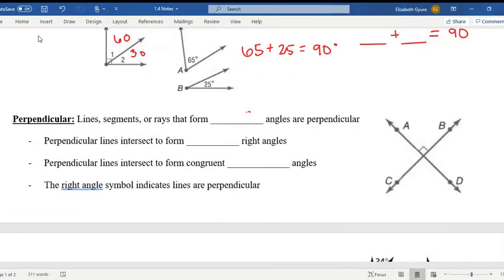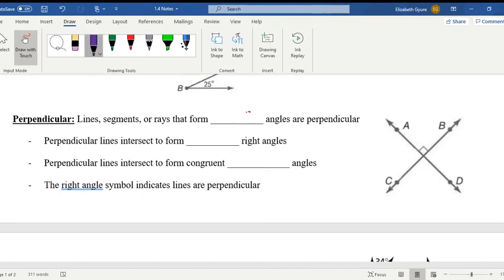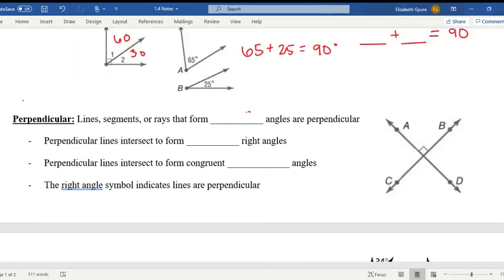And then our last vocab word for the day is perpendicular. This might also be a word that you've heard in algebra. You had to write the equations of perpendicular lines. Now we're just going to focus on the properties of perpendicular lines. We'll get to writing equations eventually. But perpendicular lines are lines, segments, or rays that form right angles.